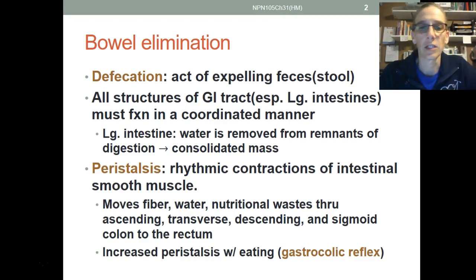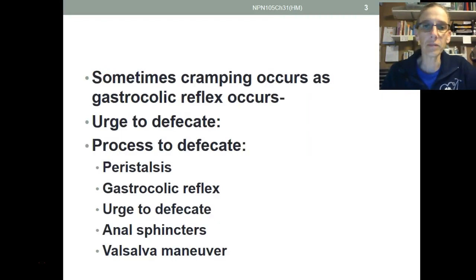Peristalsis, we talked about this earlier, is the rhythmic contractions of the intestinal smooth muscles. It helps move things down, so it moves the fiber, water, nutritional waste through the ascending, transverse, descending, and sigmoid colon onto the rectum. And you have increased peristalsis with eating. It's called the gastrocolic reflex. This is normal. Sometimes cramping occurs as a result of the gastrocolic reflex, and people often will have the urge to defecate.